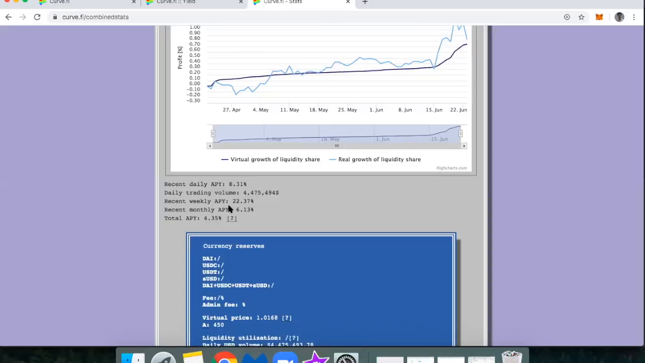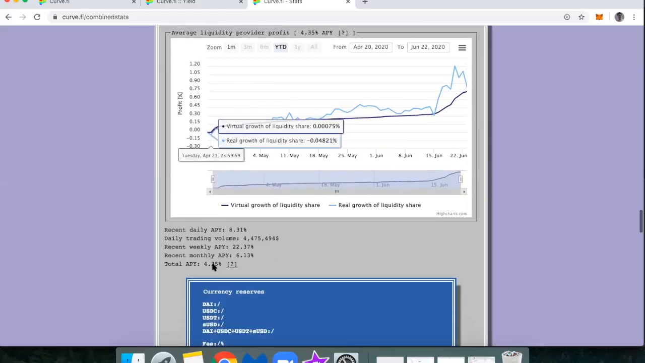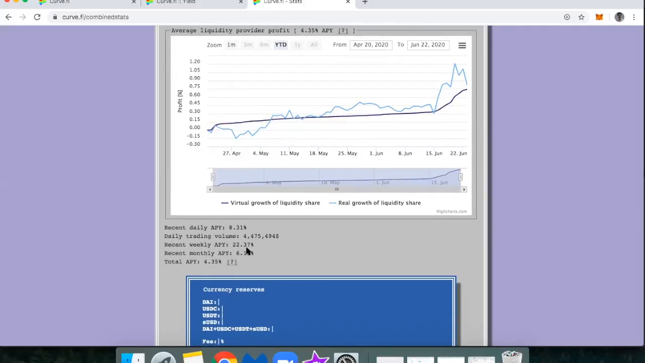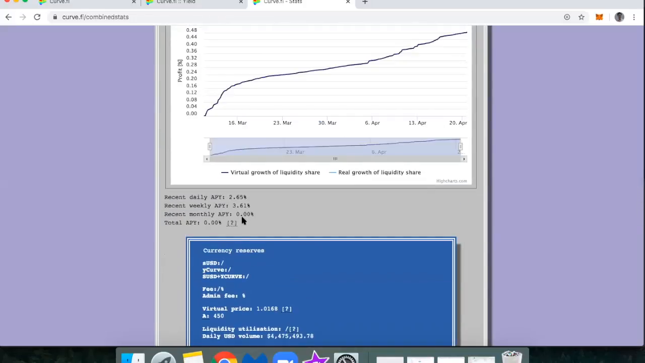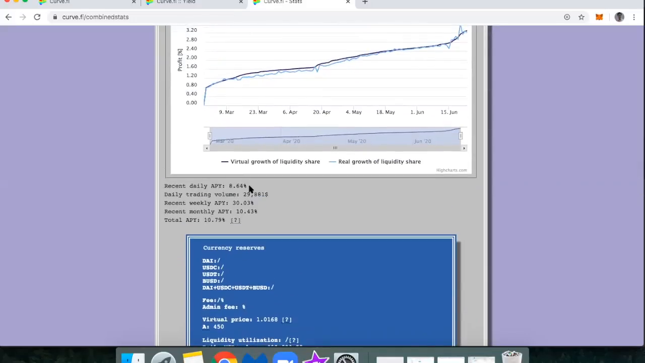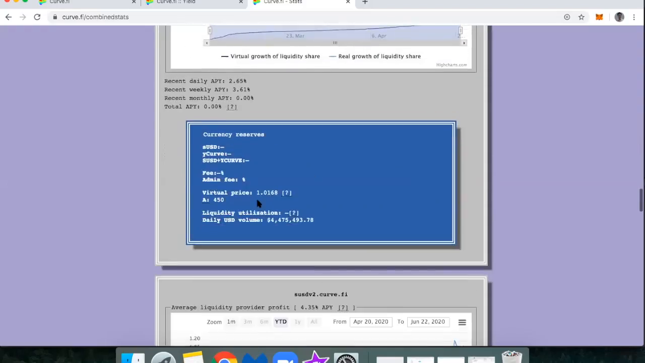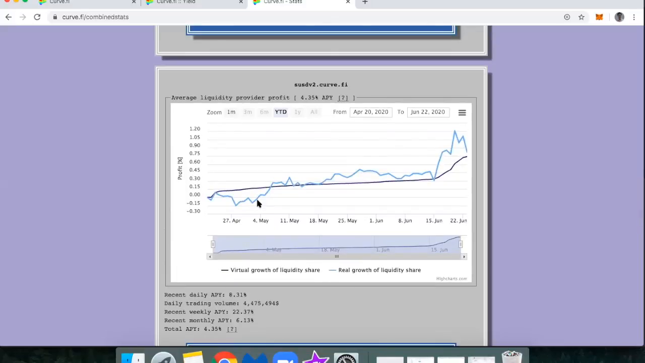And if I'm okay with that, this is a newer pool. It started around April 21st. The weekly APY last week was very high, so 22%, but that's lower than the 30% for the Binance dollar, lower than the 60% for the Y pool. And the recent monthly APY also is not as high as the ones that I found up above here. Oops, here we go. 10.43% on the Binance dollar, 16.22% on the Y pool. So yeah, I'm going to go ahead and eliminate this.